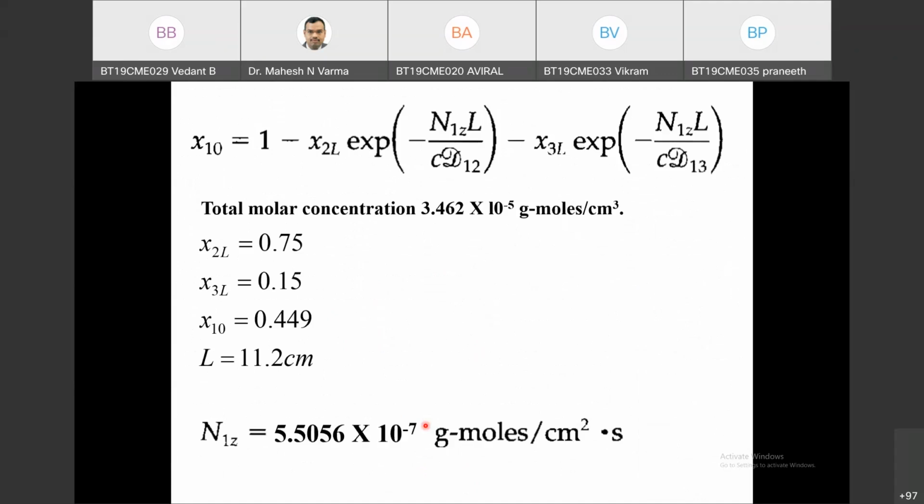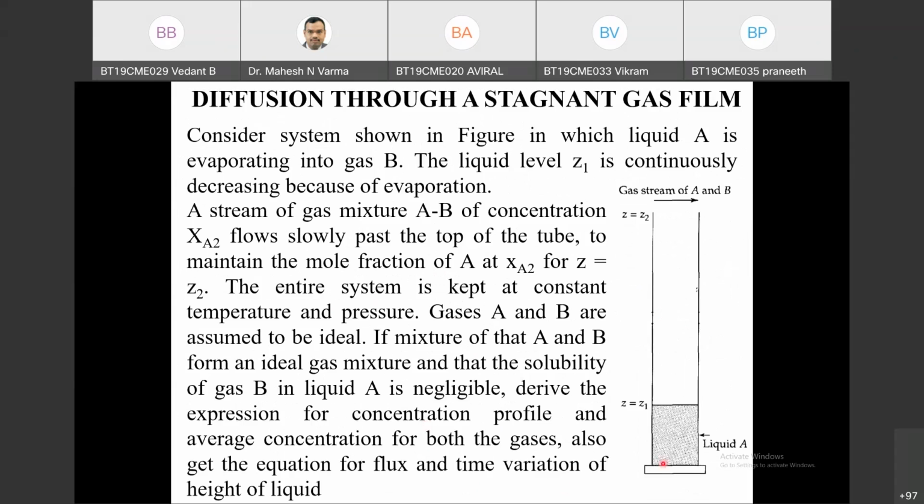Is this clear to everybody? Any difficulty in this? Okay, now here, this was the problem.